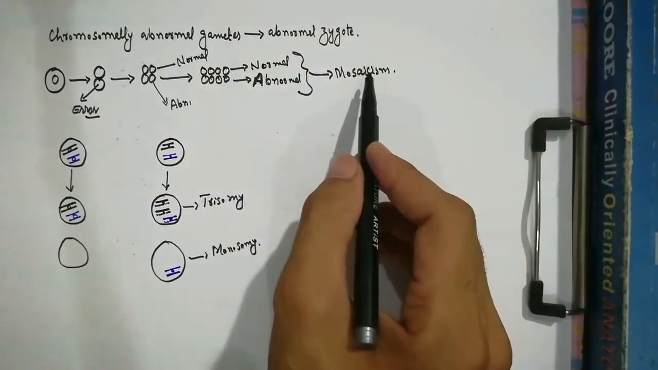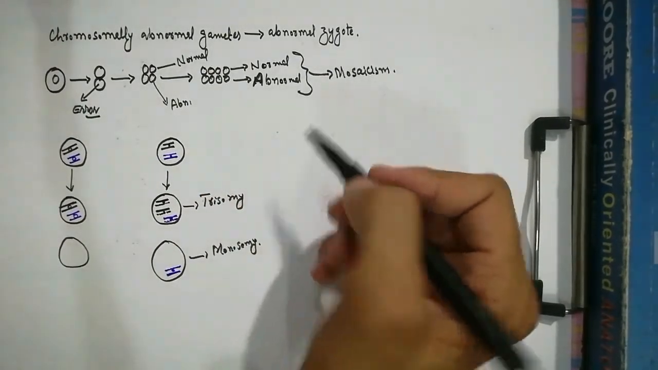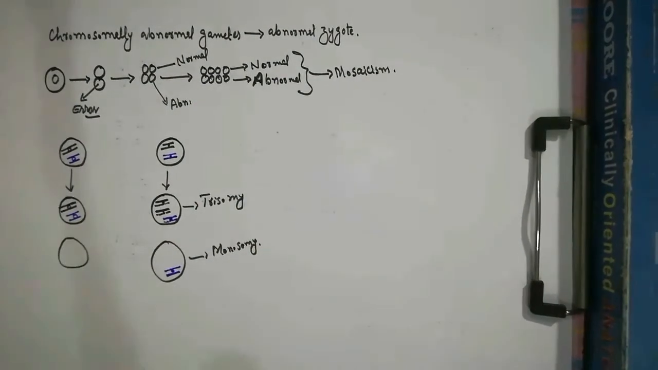And mosaicism is the cause of Down syndrome in 1% of cases. Now a simple question for you. Suppose there are two groups of Down syndrome patients, group A and group B. In group A patients, the disease is caused by meiotic non-disjunction, and in group B patients, the disease is caused by mitotic non-disjunction.